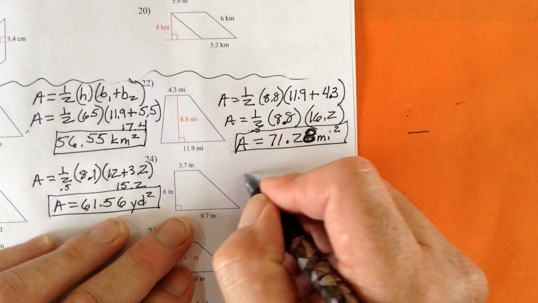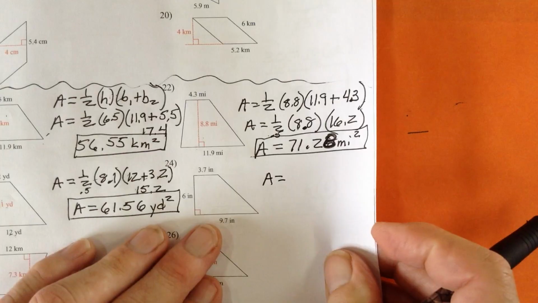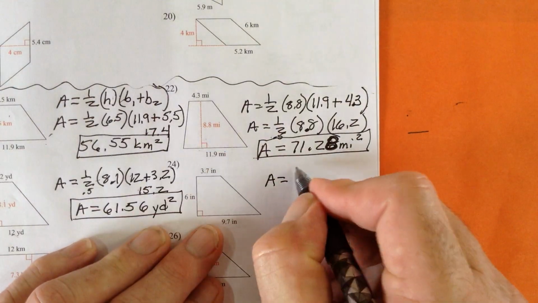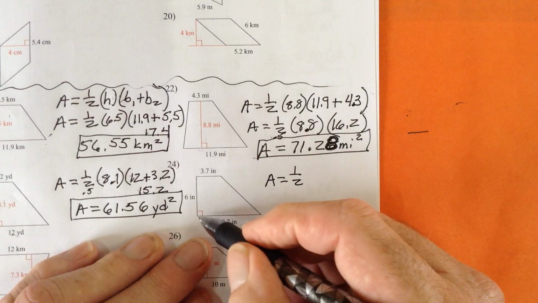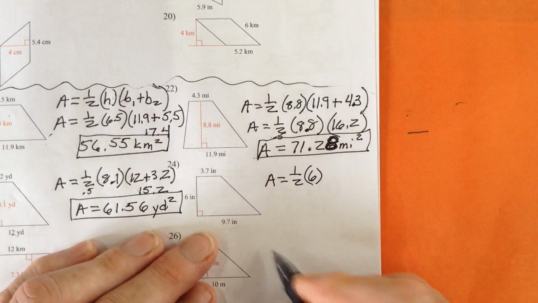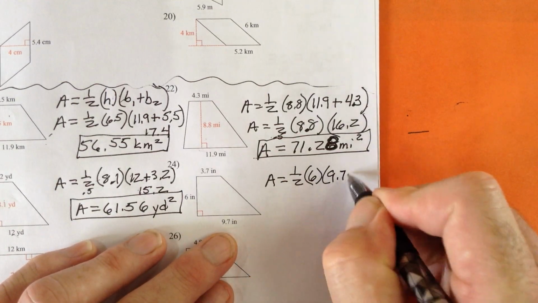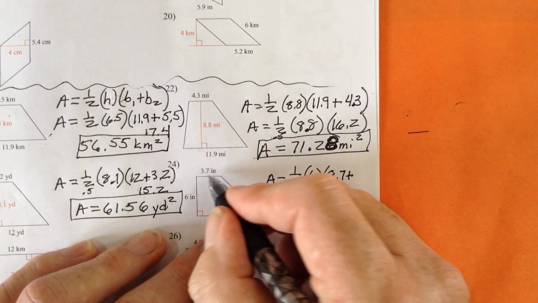Then number 24. Make sure I move this over. What is the area of this one? So the area is, again, here's the formula, 1/2 of the height. Here the height is going to be 6. The base 1 is 9.7 plus base 2 is 3.7.